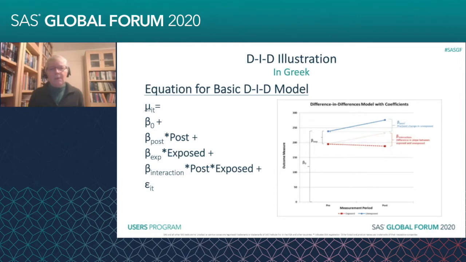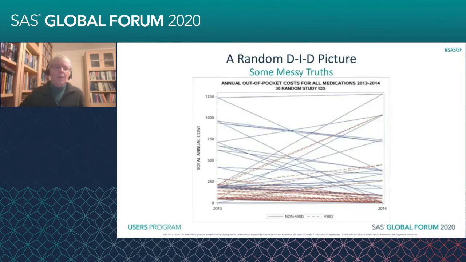Beta post indicates the slope, or the amount that the total cohort increases between 2013 and 2014. Beta exposed tells you how different the exposed group was from the unexposed group. And in our little graph here, the unexposed group is the blue line, and the exposed group is the dashed red line, and we can see that the exposed group is starting lower than the unexposed group. And then the interaction term tells us the difference in slopes between the exposed and the unexposed groups between our two time points.